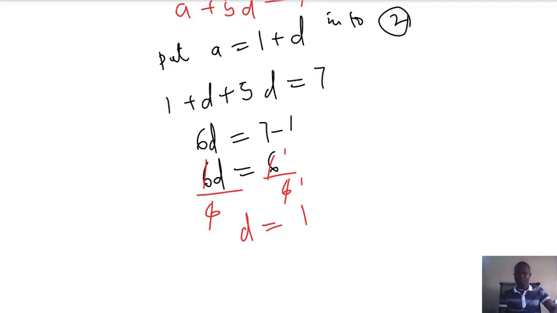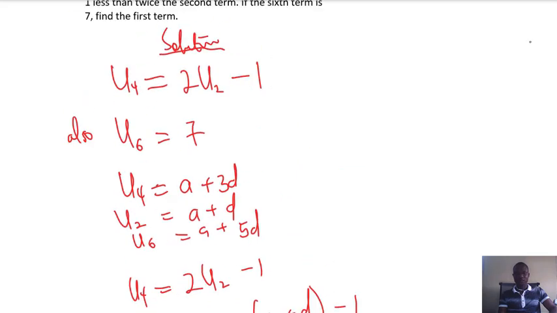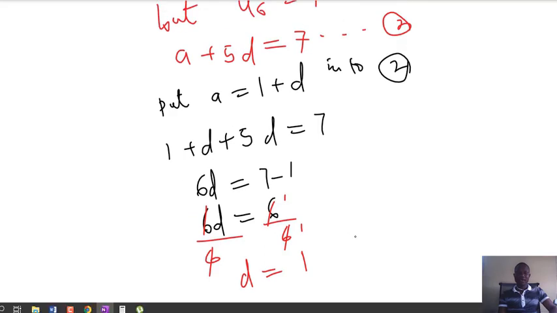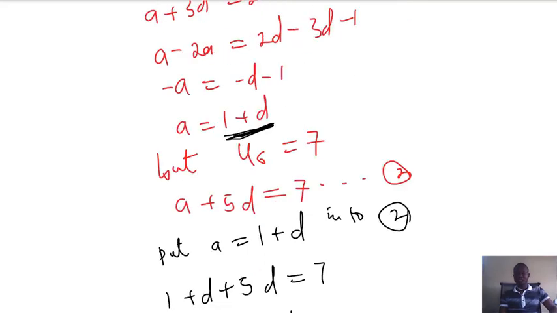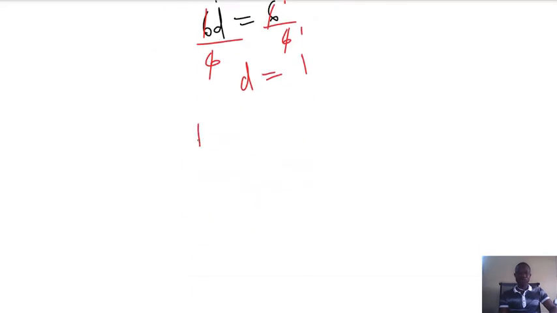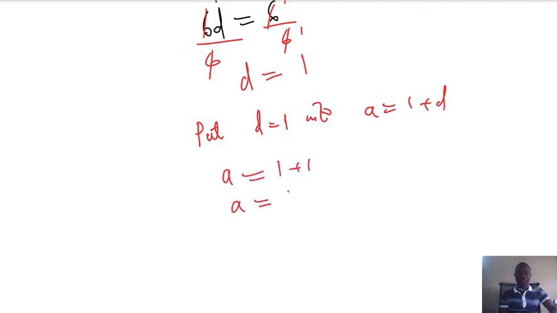But the question says we should find the first term. The first term represents the A. And here we have A equal to 1 plus D. So for us to get the first term, we just substitute D, which equals 1, into A equals 1 plus D. So we have A equal to 1 plus 1. So A will be equal to 2.